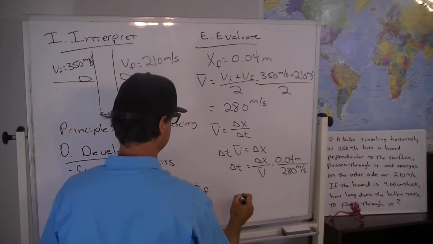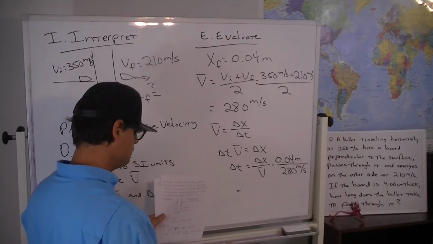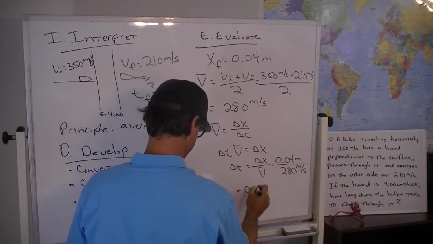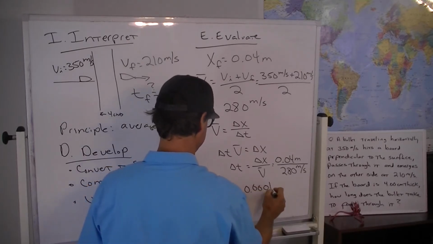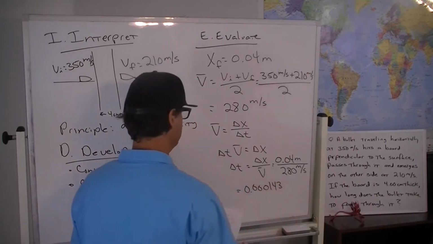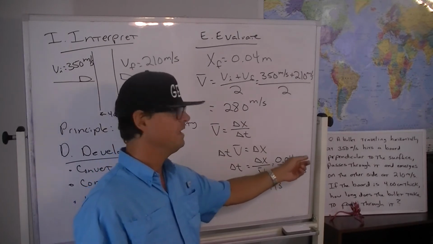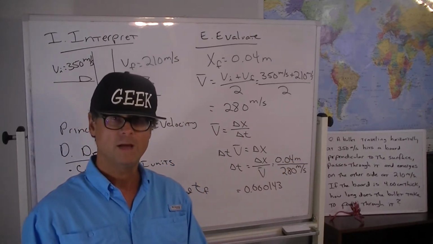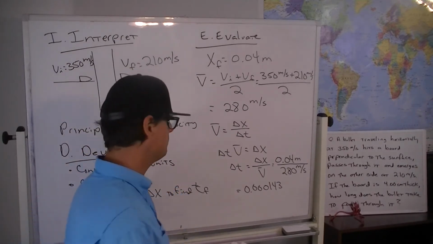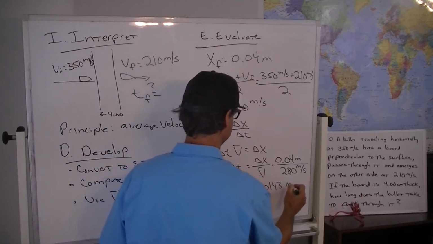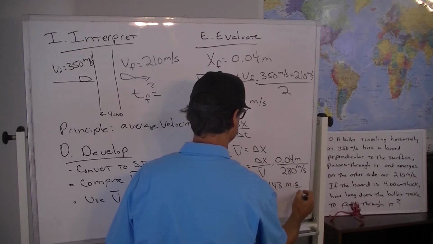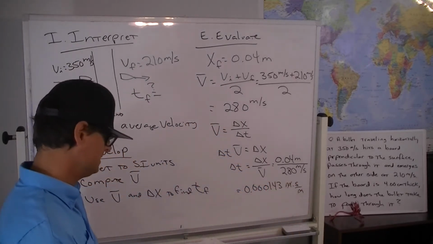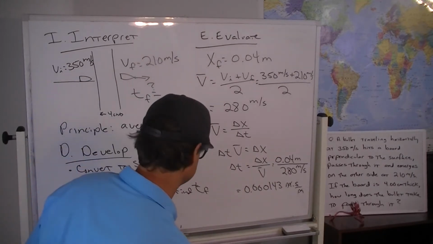meters per second. And so leave it to your calculator to do that calculation. And so that's 0.000143. And let's think about the units. We have meters divided by meters per second. But dividing by a fraction is like multiplying by the reciprocal. So it's like meters times seconds over meters. The meters cancels out, so the units is seconds, as indeed we expect it to be.